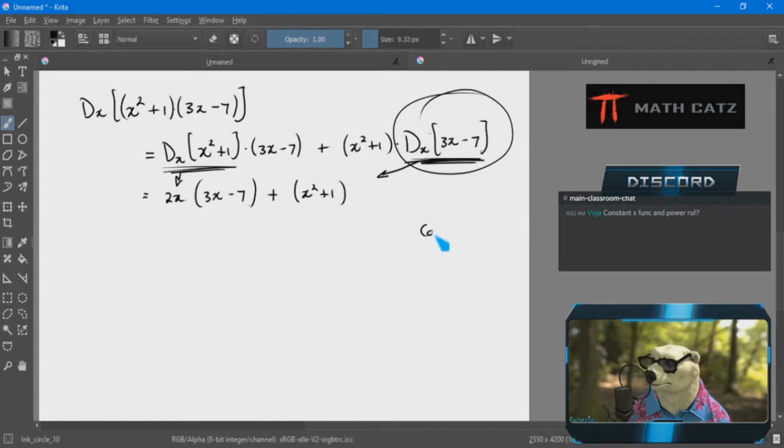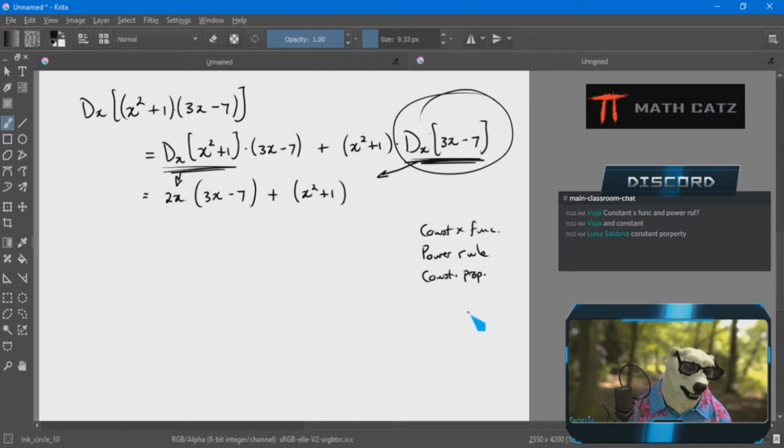Definitely constant times a function. Constant times a function. Definitely power rule, because there's an x to the power of 1, right? Okay. Any other properties that go into this? Actually, a lot more than you might think. Constant property, because the 7. Absolutely. Constant property. We've missed the first one that gets us to any of these.